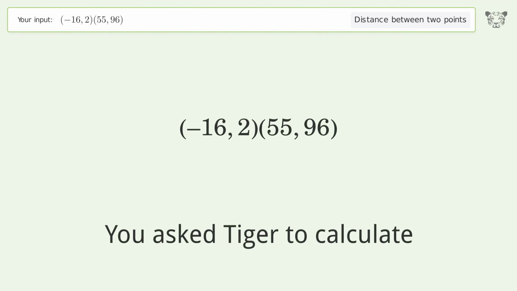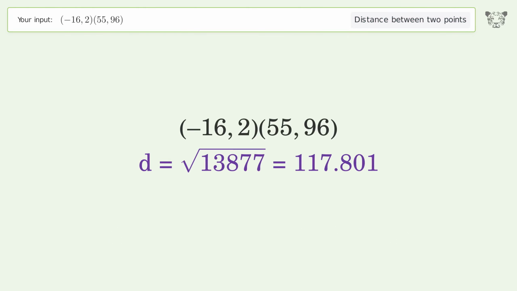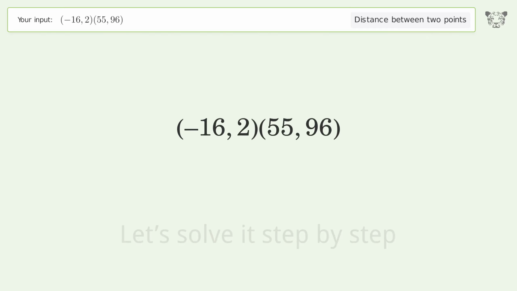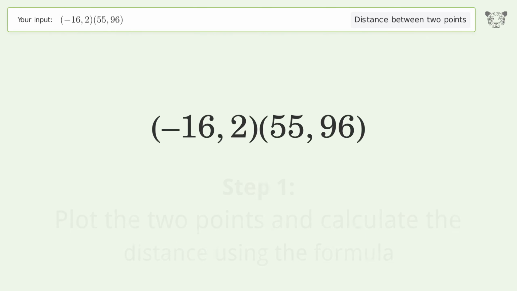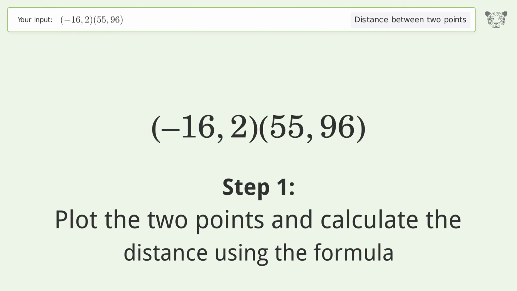You ask Tiger to calculate. This deals with the distance between 2 points. The distance between the 2 points is the square root of 13,877 or 117.801. Let's solve it step by step. Plot the 2 points and calculate the distance using the formula.